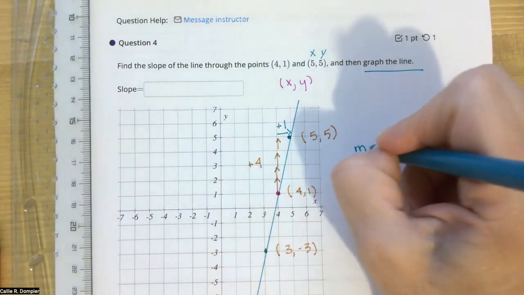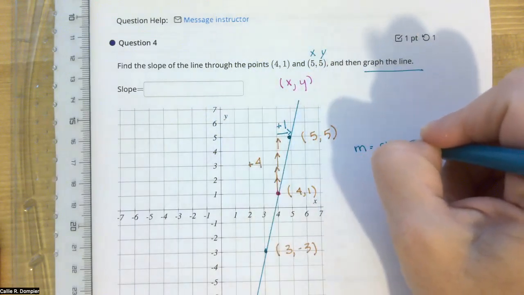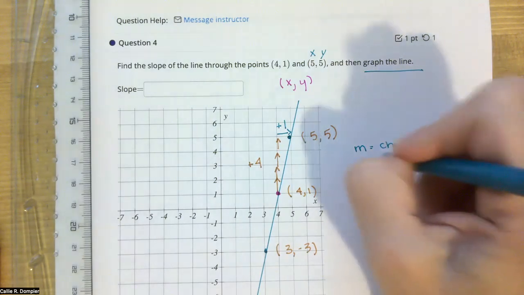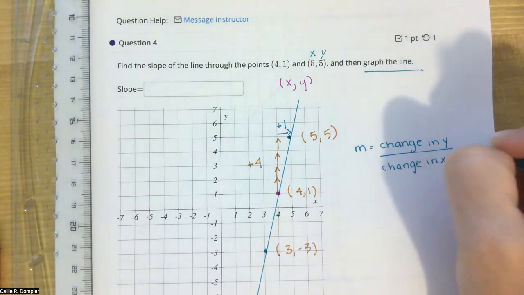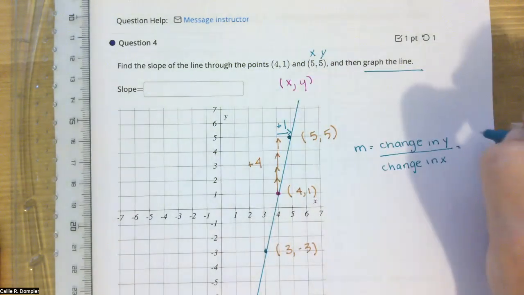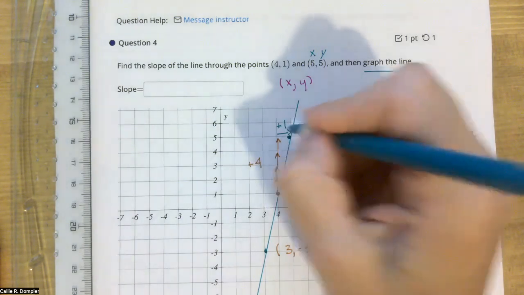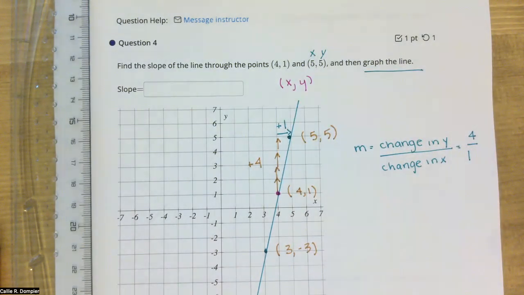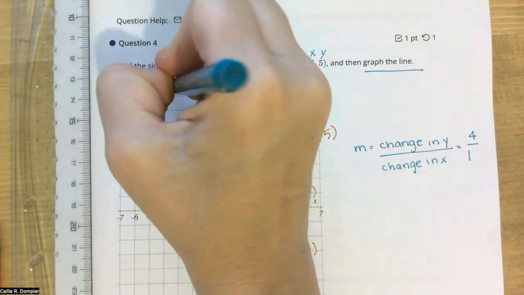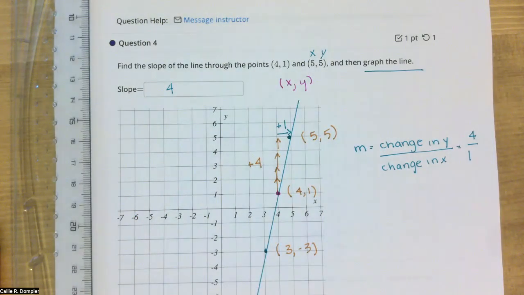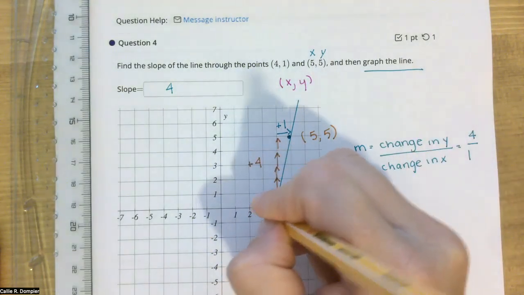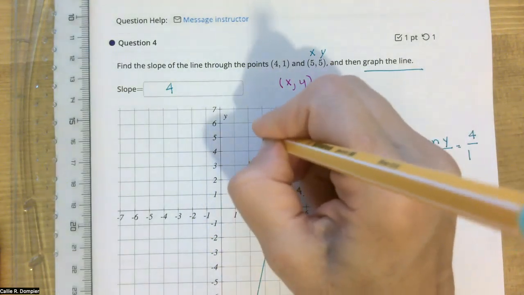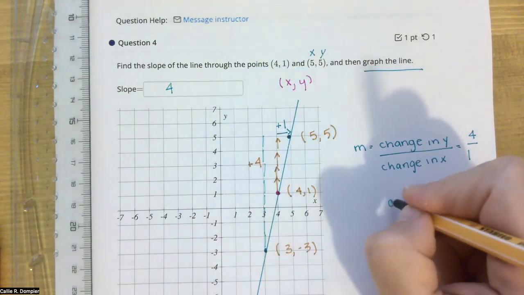Remember, slope is always change in y divided by change in x, right? Our change in y was 4. Our change in x was 1. They were both positive, so that slope is just the number 4, because 4 divided by 1 is 4. All right, you could even go, if you wanted, from 3, -3 to 5, 5. 1, 2, 3, 4, 5, 6, 7, 8. So that would be a +8.